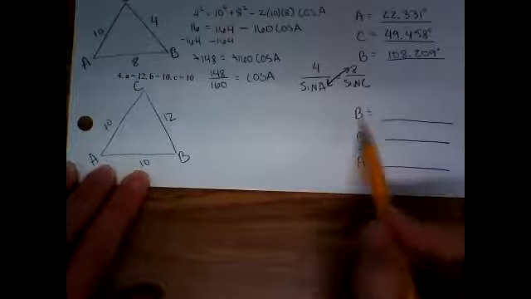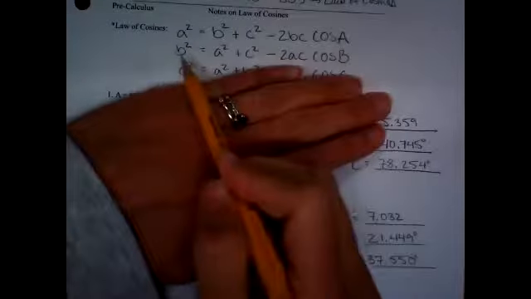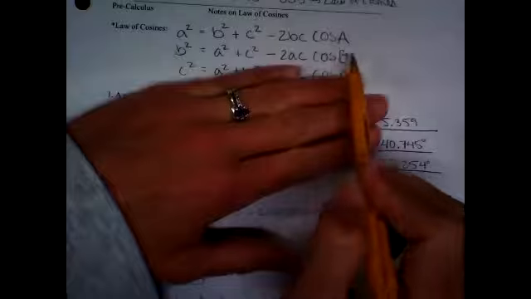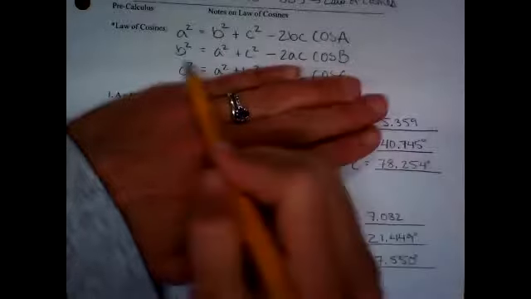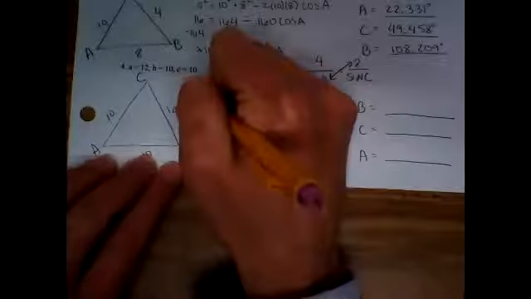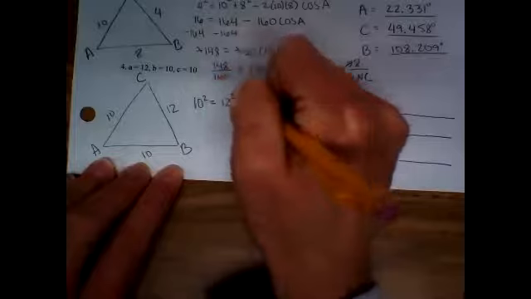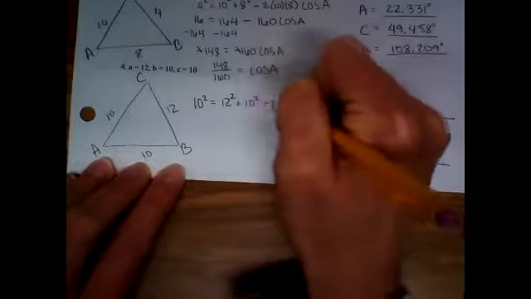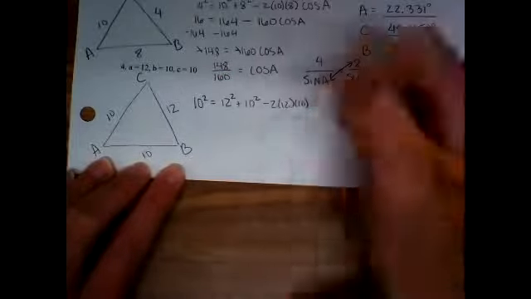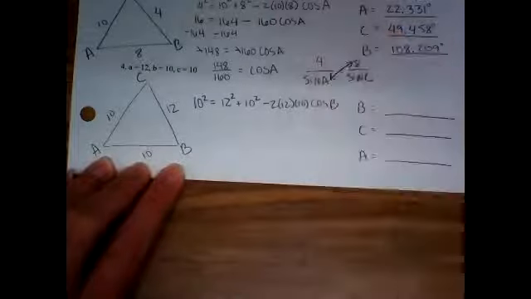So if we're going to find angle B first, this is the version that we're using because it's the one that has an angle B in it. So it's going to be 10 squared equals 12 squared plus 10 squared minus 2 times 12 times 10. Again, those get repeated. Cosine of B.